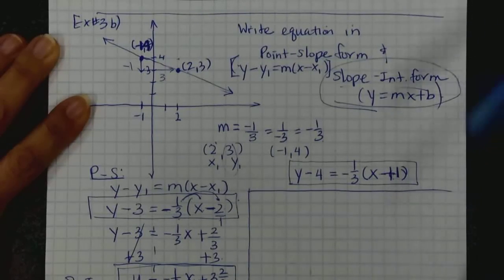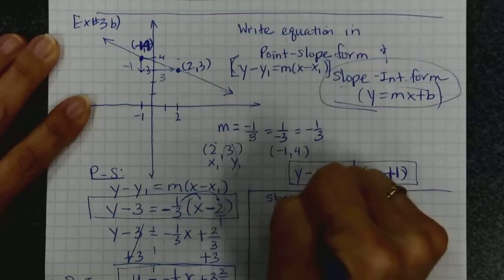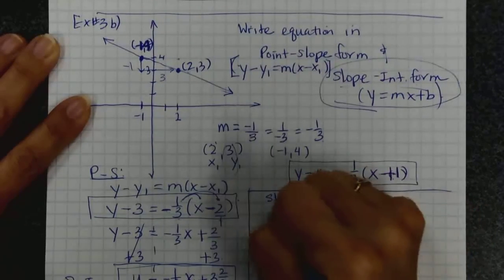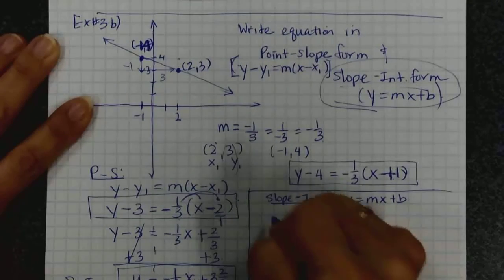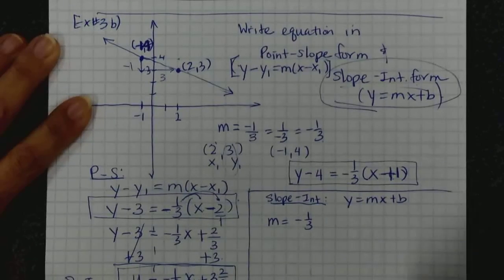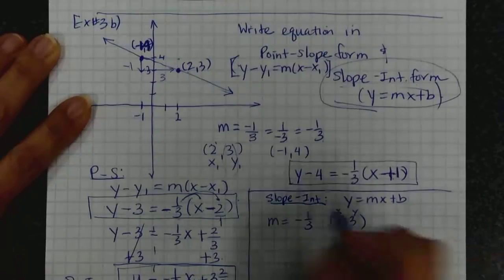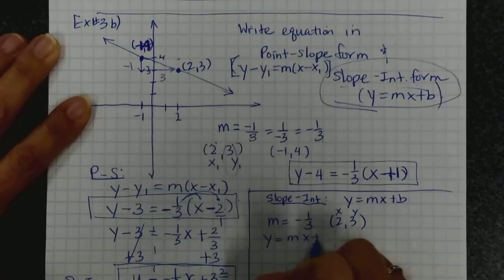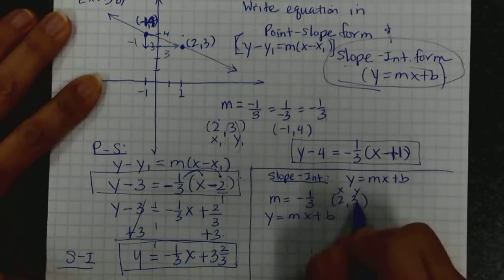Now, another way, which some teachers prefer, is to go directly to slope-intercept form. We're going to use y equals mx plus b. We know that the slope is negative 1/3, and we pick a point. Let's pick 2, 3. Because there's no y1 and x1, we're just going to label this x and y. So we're going to plug it directly into y equals mx plus b and solve for the actual y-intercept. We're going to solve for b.